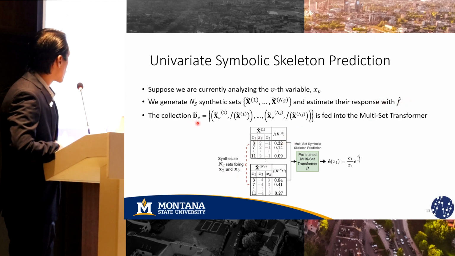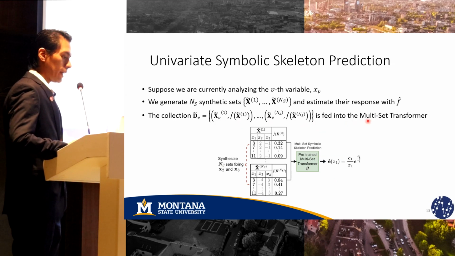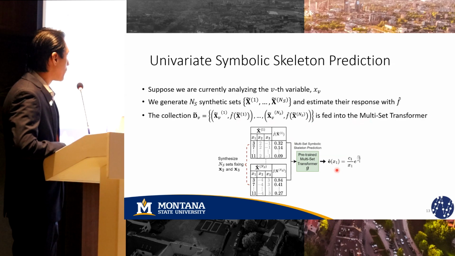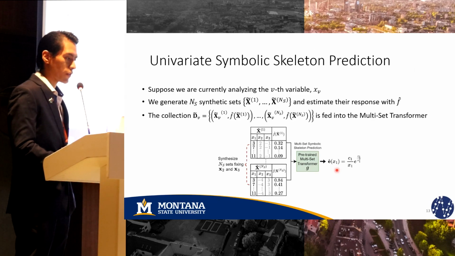So now we have a collection of sets. We have the input and the estimated response. And the form of this collection is the same as the input of our multi-set transformer. So we are going to use all of these sets. We're going to feed them into the pre-trained multi-set transformer, and what we're going to obtain is an estimated skeleton that is attempting to describe the functional form that is common to all of these input sets. And basically it is the functional relationship between variable x1 and the output y. And we'll repeat that for each variable of the system.